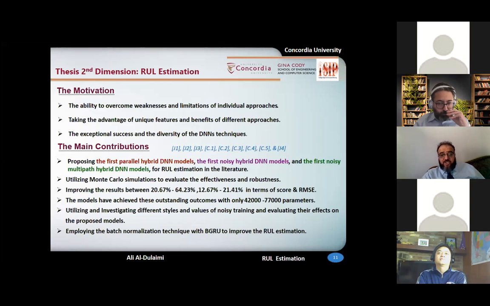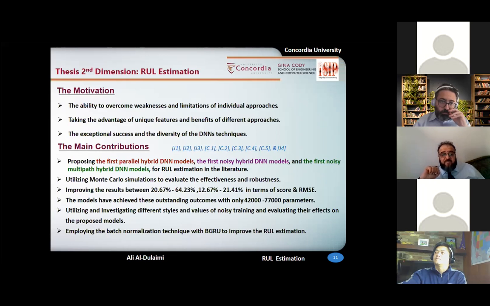Utilizing Monte Carlo simulation to evaluate the effectiveness and robustness. And basically, it's rare to find the Monte Carlo simulation in machine learning or deep learning. There is only one paper about that, and they didn't use it for the testing part. Improving the result between 20.7 up to 64 and 12.7 up to 21 in terms of the score and the RMSE values, but we will explain them later.